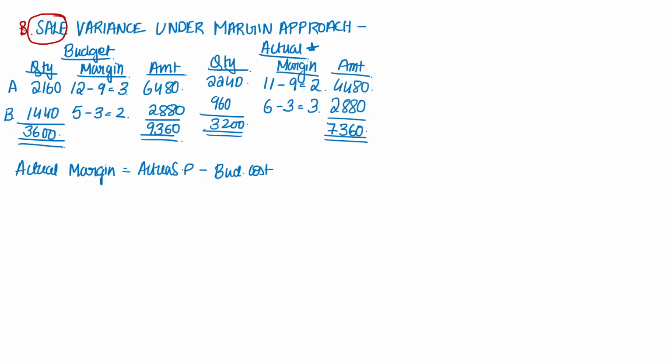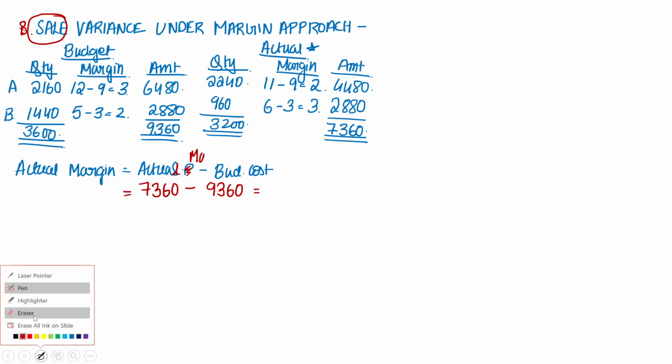Chalo. So that means actual cost is 7360 and the budgeted cost is 9360. That is equal to budgeted margin. Actual margin, sorry, actual margin. Wait, let's write it properly.